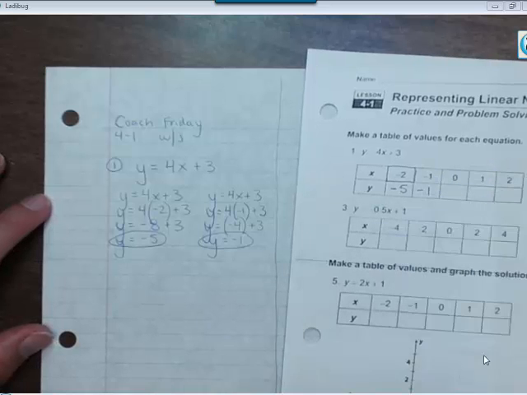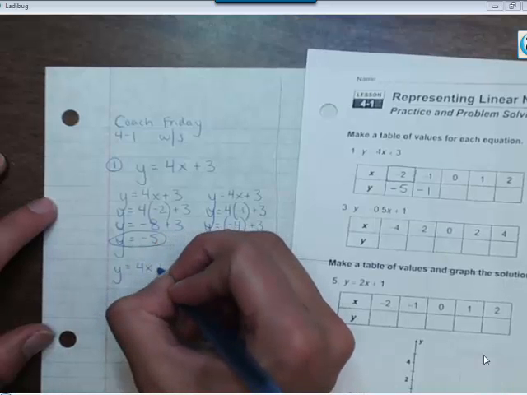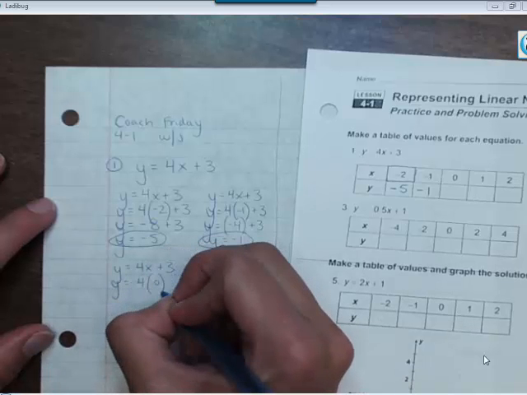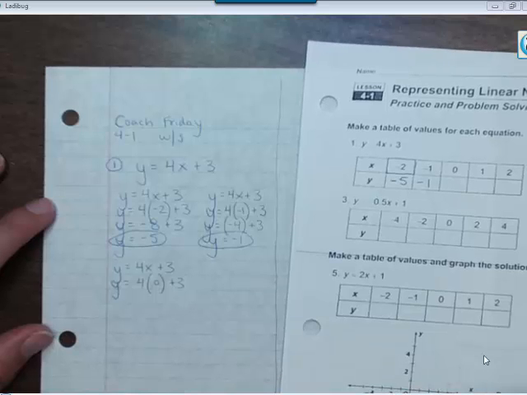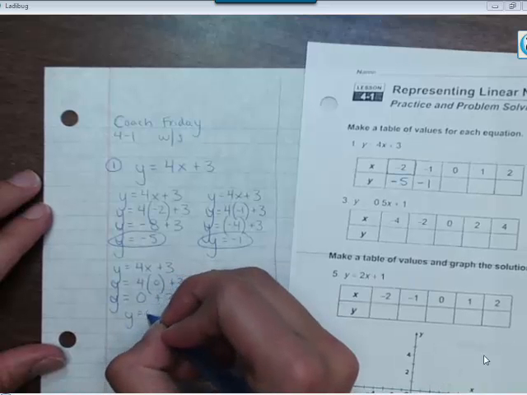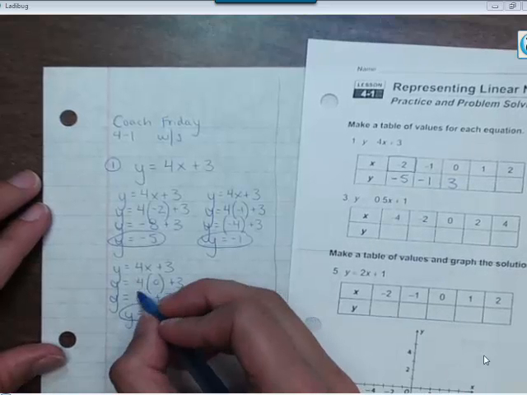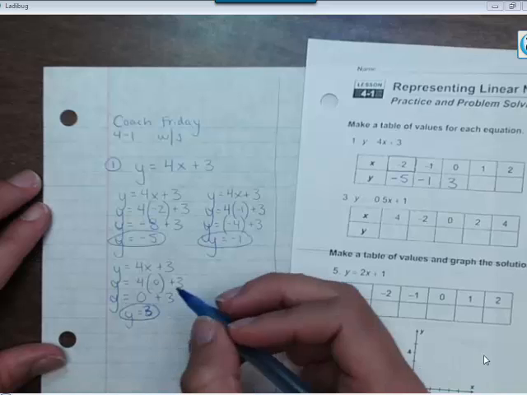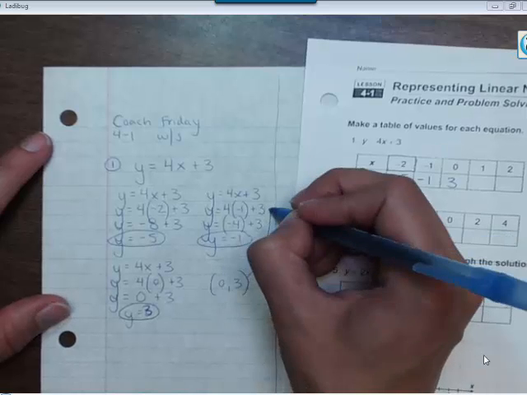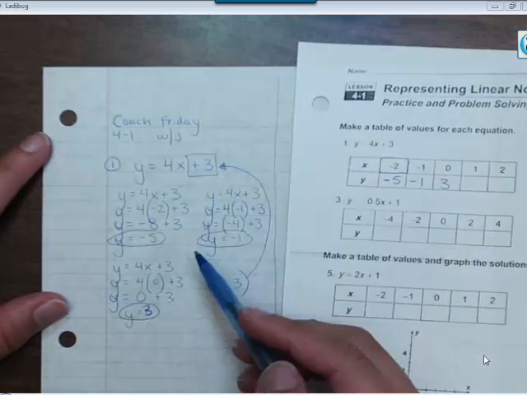Okay, the next point is 0. So again, my equation is y is equal to 4x plus 3. I'm going to plug in 0 for x. Y is equal to 4 times 0 is 0, plus 3. Y is equal to 3. Circle your answer, plug it in. Notice, when x is 0, y is 3. That's also the point of our y-intercept, which I can double check with my equation. Okay, this is my y-intercept. When x is 0, that's the y. Same thing here, and I can show my work by plugging it in.